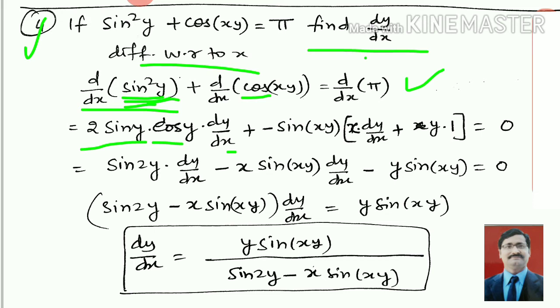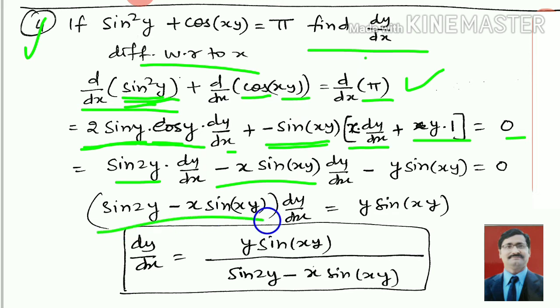Now the differential of cos is minus sin xy, as it is. Now for xy, differentiate: x is as it is, the differential of y is dy by dx, plus y is as it is, the differential of x is 1, so you will get this, and the differential of the constant is 0, so you can write it 0. Sin 2 sin y cos y, you can write sin 2y dy by dx as it is, minus, you open this bracket, so you get minus x sin xy dy by dx minus y sin xy equal to 0.